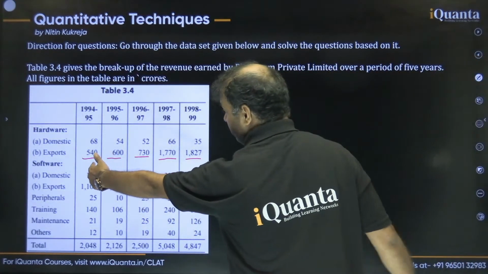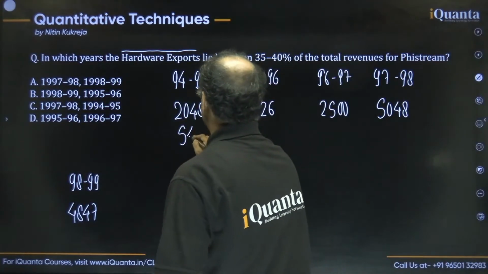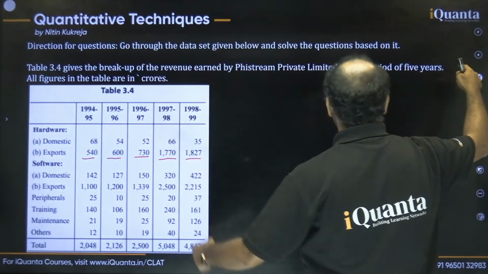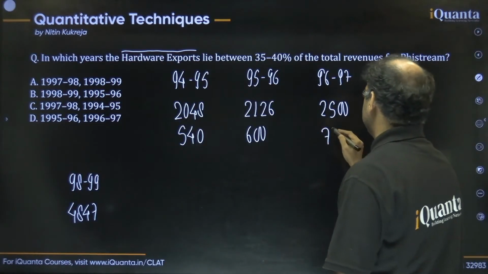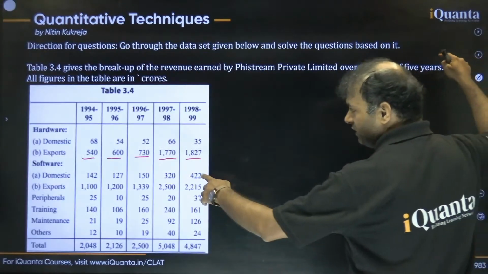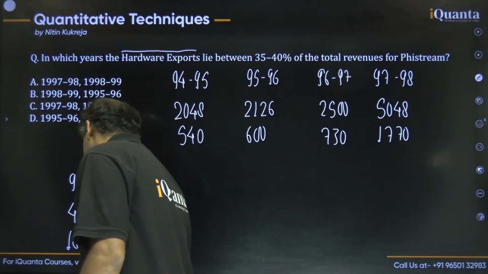So 94, 95, the hardware export revenue is 540, then 600. Next year it is 730, 1770, and the last year it is 1827. All right, so this is the data we have, right?